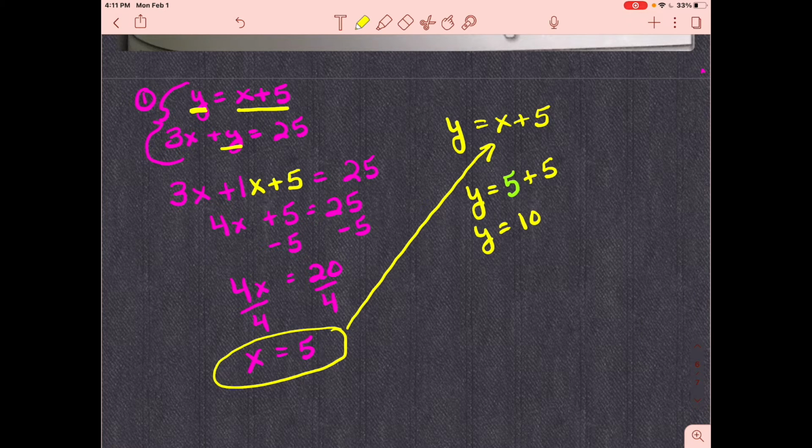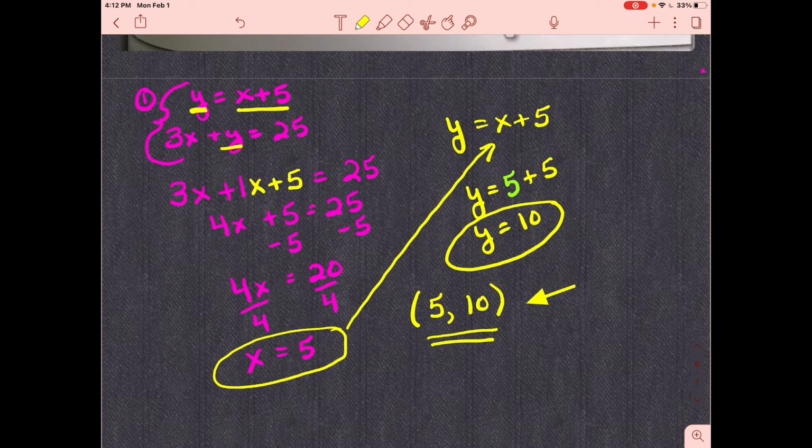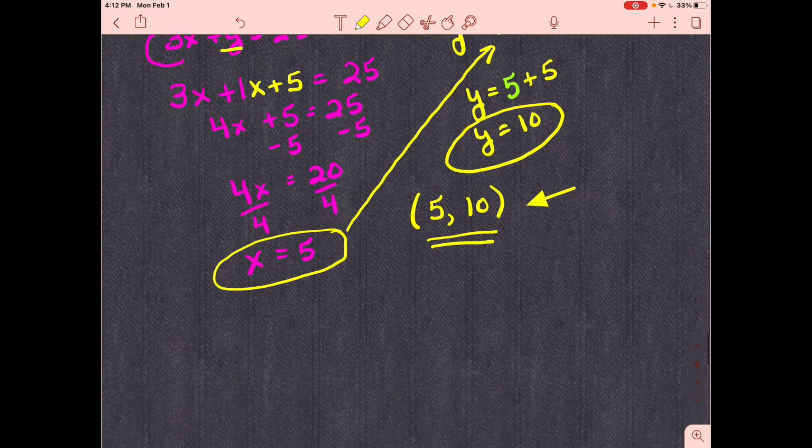So now I have both pieces of information. I can write this point like this, 5, 10, and I know that this is the point where the 2 lines cross on the graph. I didn't get an identity, and I didn't get an untrue statement. I actually got a point. So these are going to be good. All right, let's work another one.